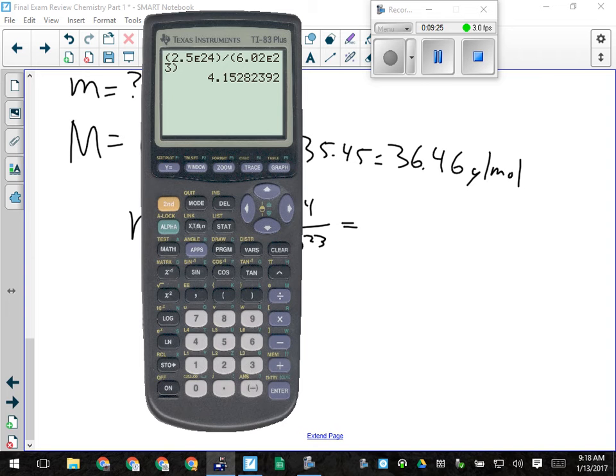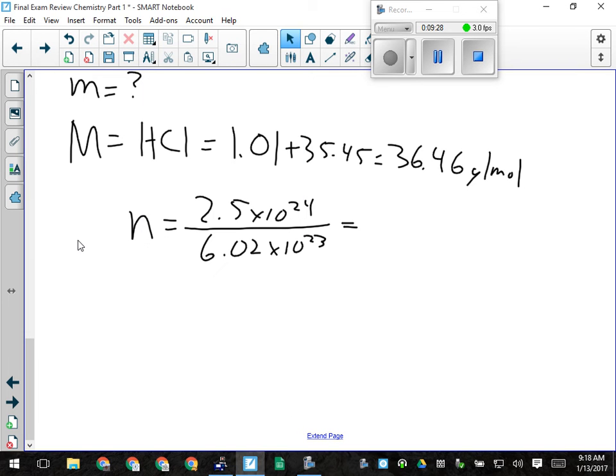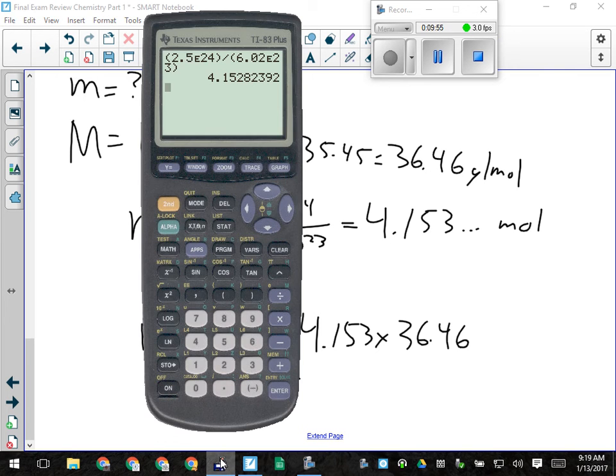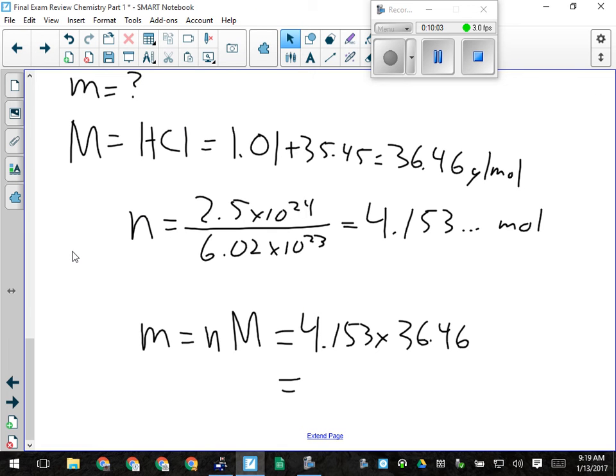All right, so we're looking at 4.153 moles. Now that I have that, I can manipulate the mole equation to solve for mass. So n times big M: 4.153 times our molar mass, which we calculated to be 36.46 grams per mole. So 151.41 grams.